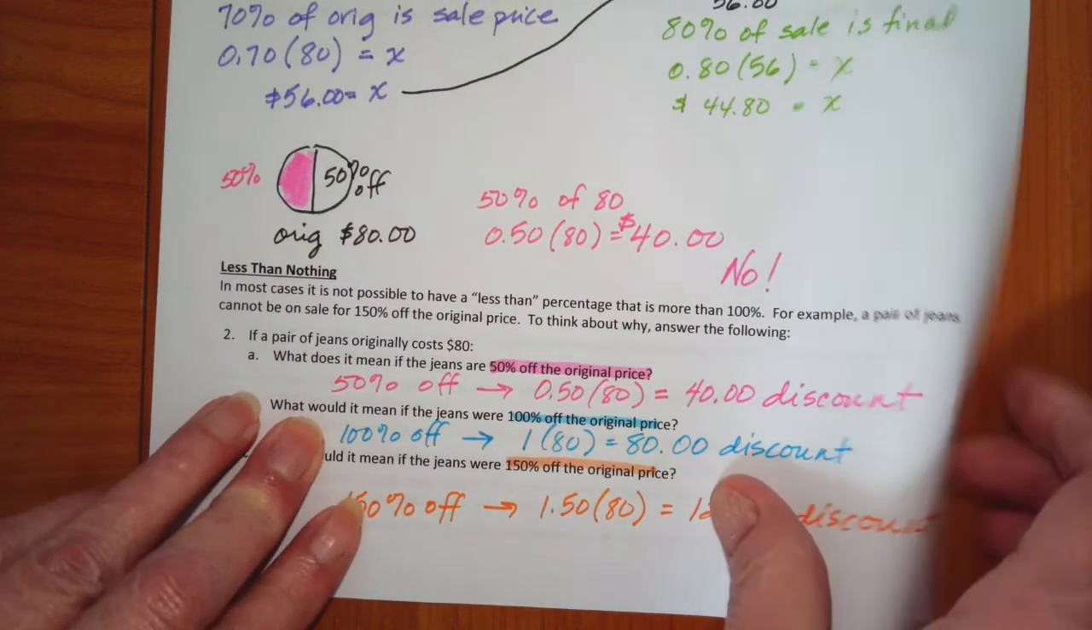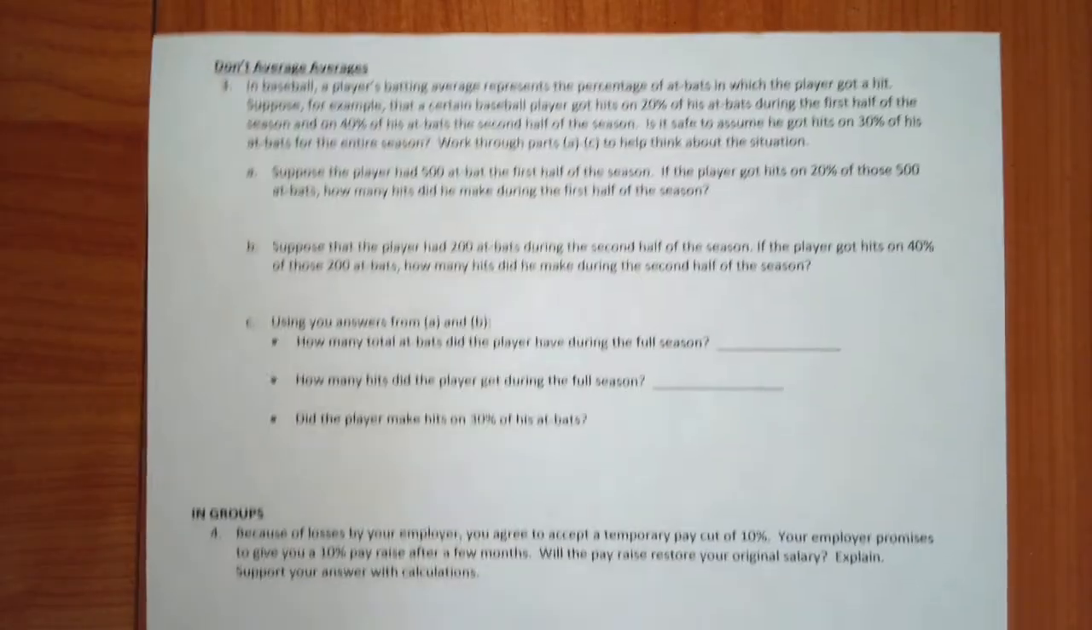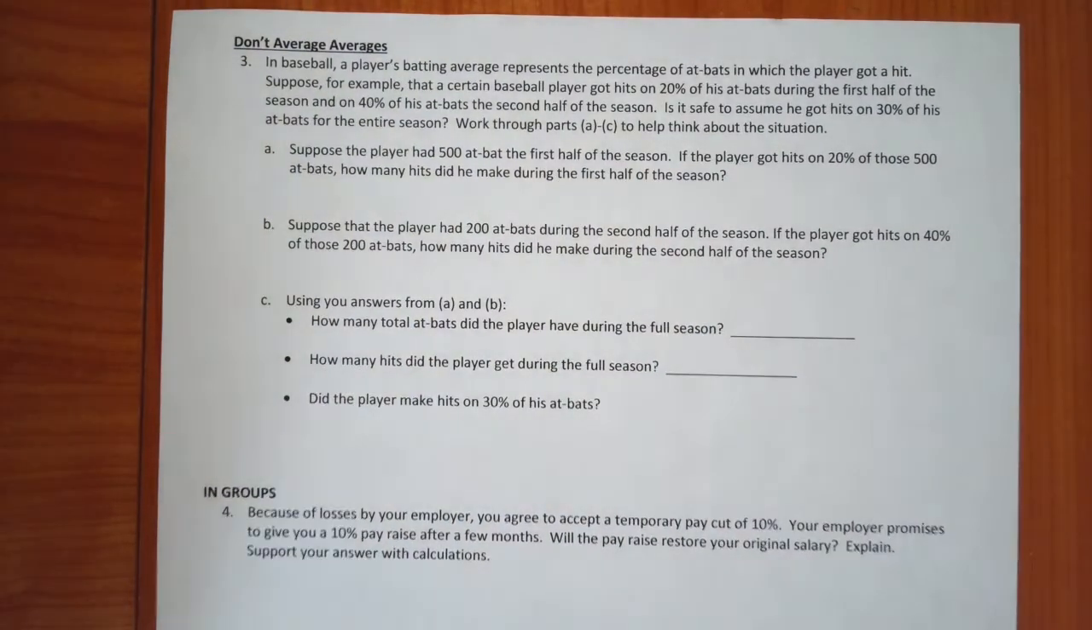Okay, so we've done beware of shifting reference value, we've done less than nothing, and let's talk about averaging averages. Once again, this one is a little more subtle. In baseball, a player's batting average represents the percentage of at-bats in which the player gets a hit. So, example, a certain player gets hits on 20% of his at-bats during the first half of the season and 40% of his at-bats the second half of the season. So we take 20% and 40%, and it would mean that he got 30%. It doesn't work like that, and let's see why.